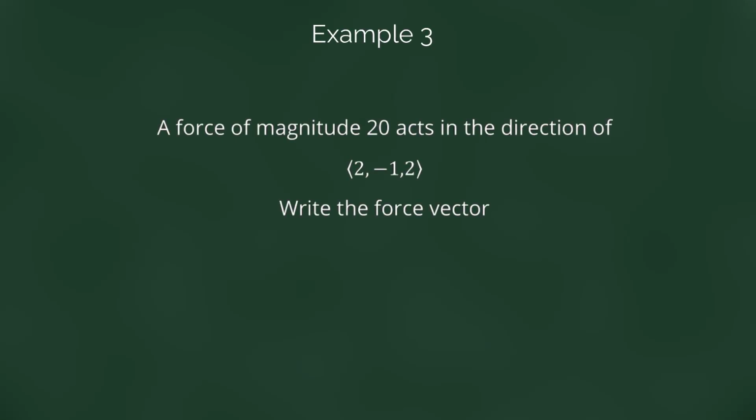All right, in this next example, we have a force of magnitude 20, and we want to write a vector for this force, given that we know it acts in the same direction as the vector 2, negative 1, 2. So what we can do is find the unit vector. I'm going to call this vector V here. So V hat is going to be V divided by the magnitude of V. So let's find the magnitude of V first.